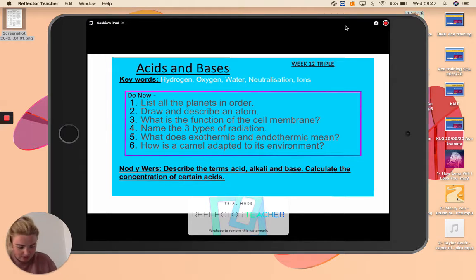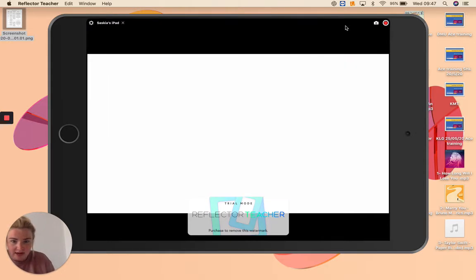So list all the planets in order, starting from closest to the sun. So we go Mercury, Venus, Earth, Mars, Jupiter, Saturn, Neptune, Uranus. If you wanted to put Pluto on the end, it's obviously a dwarf planet, but if you wanted to put Pluto on the end.